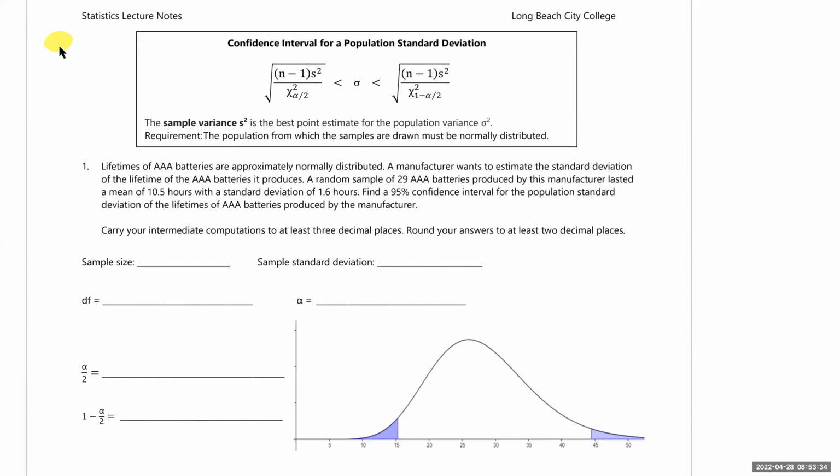Okay, so we're ready to create a confidence interval for an unknown population standard deviation, sigma. And we'll be doing this by hand by finding a lower limit and an upper limit. And you'll see the chi-square values here that we just discussed with the table. And it says that our sample variance, S squared, is our best point estimate for the population variance, sigma squared.